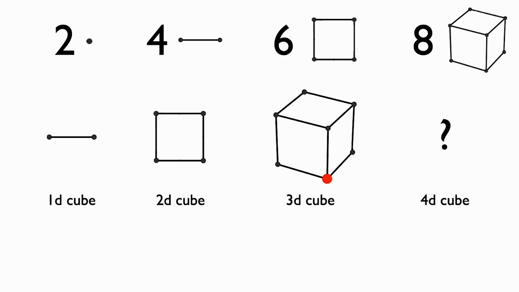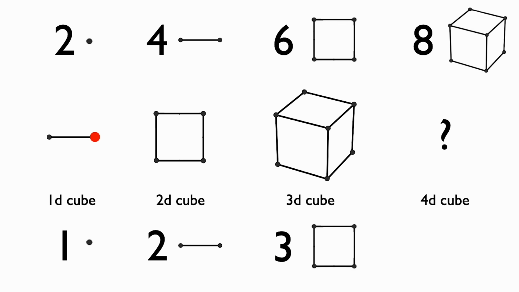Great. Now how about this? In a normal cube there are 3 sides meeting in a vertex. In a 2D cube there are 2 sides meeting in a vertex and 1. 1, 2, 3, what comes next? 1, 2, 3, 4 of course.